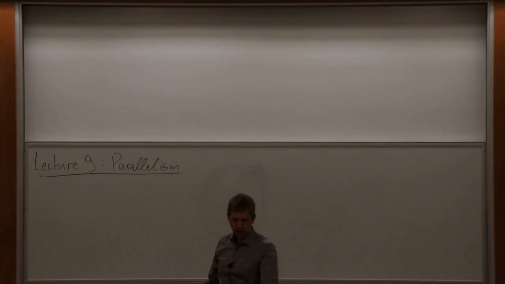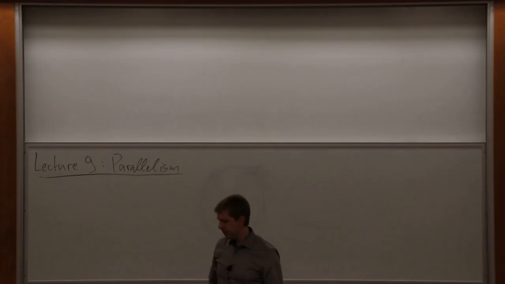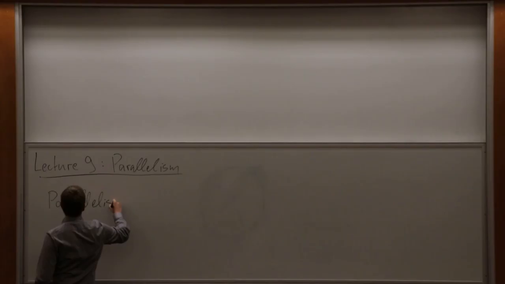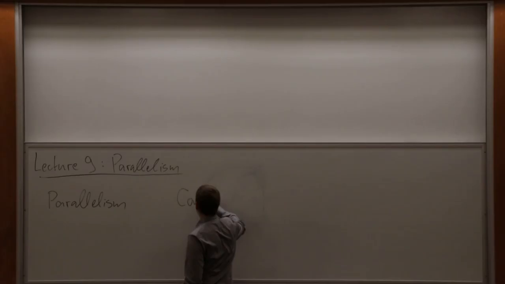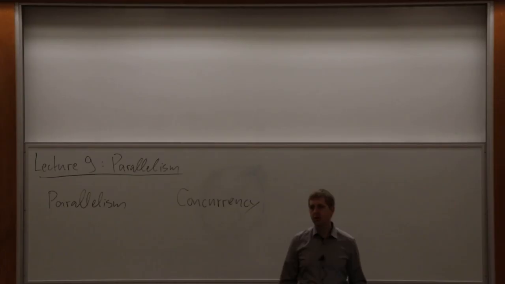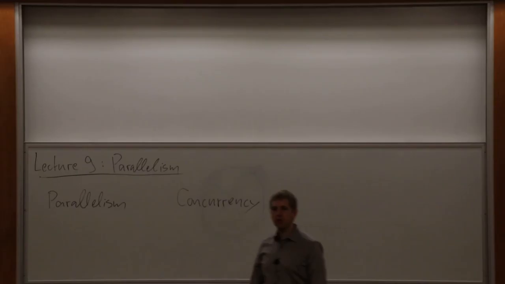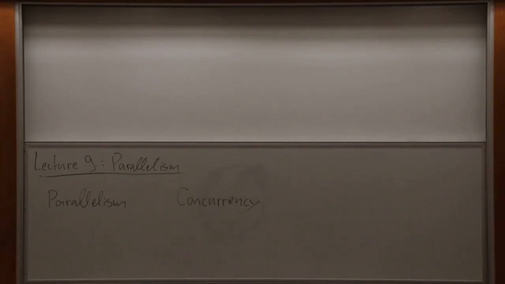Today there are three lectures again, and the first one is about parallelism. The first thing I always discuss with parallelism is the difference between parallelism on the one side and concurrency on the other side. A lot of people use these terms as synonyms, but I want to distinguish them actually. Does anybody have a suggestion?